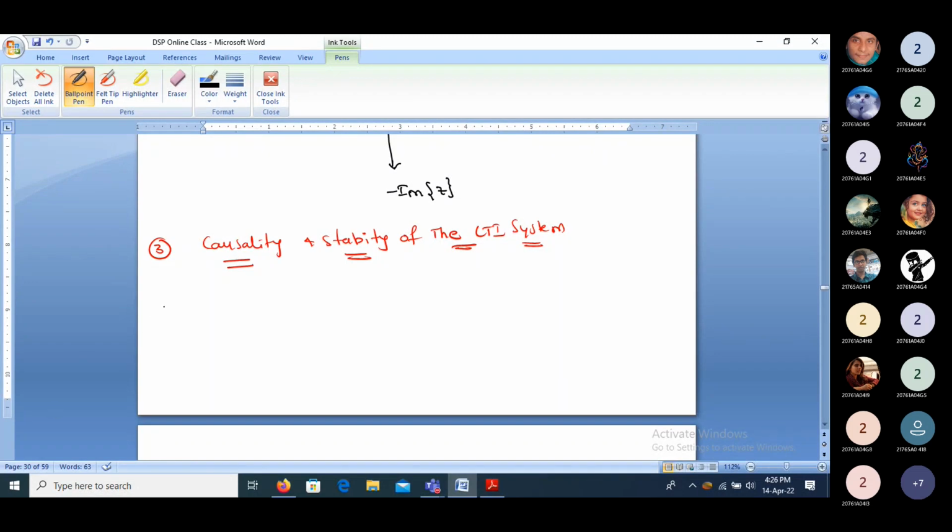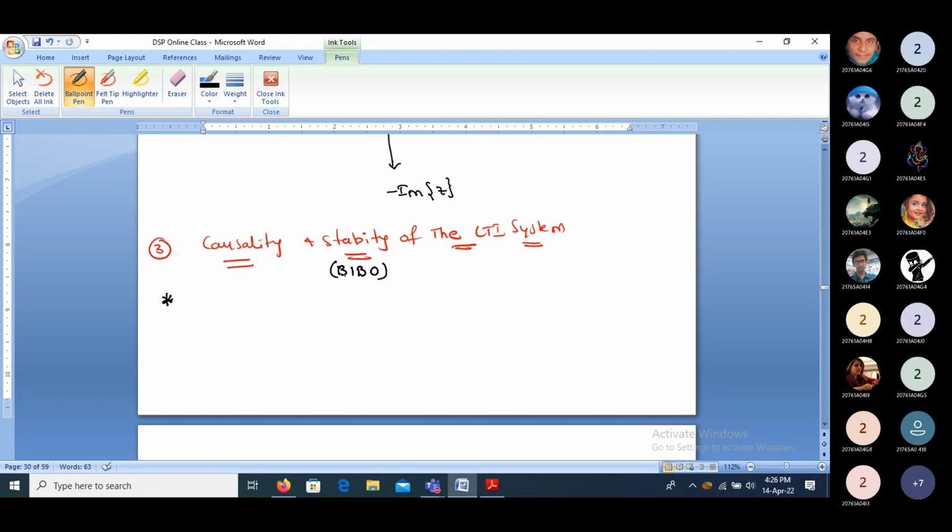Now we can go for one or two points related to causal and stable. All of you know this. The stability of the system means it satisfies the BIBO principle, bounded input and bounded output. For a given bounded input, if the system always produces bounded output, then it is called a stable system. Similarly, causal means the system impulse response h of n is equal to 0 for n less than 0, nothing but the system is defined only right sided.